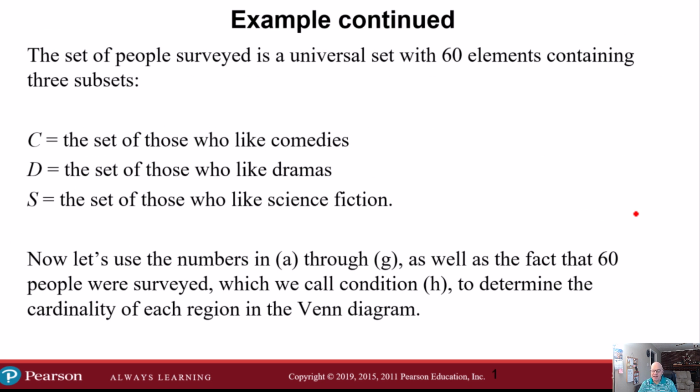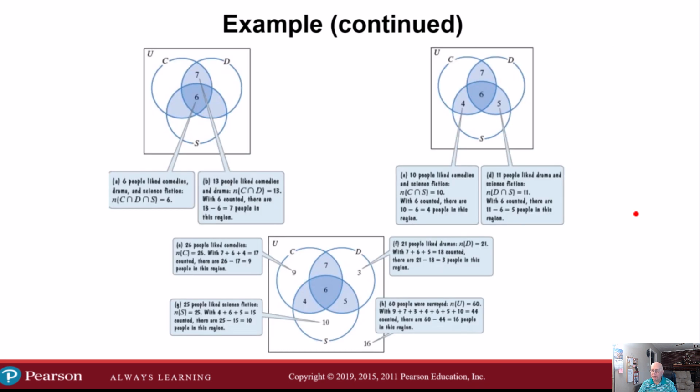So this is how they started, the same way we did. Get that Venn diagram set up. And then start filling the things in. Start filling this one in with that part. 13 people like comedies and dramas. So you have 13 and those 2. You've already got 6 here. So this must be 7 to make up the 13. And just keep going like that until you've got everything filled in.